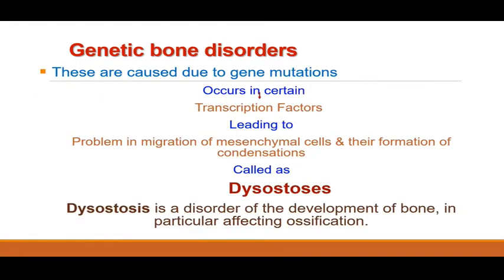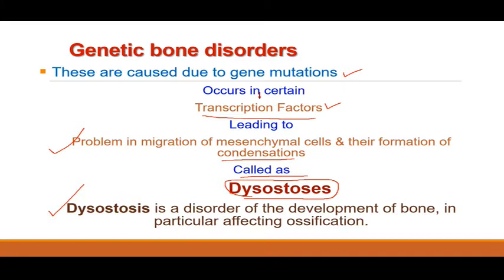So as the name indicates here, their cause is genetic. So bone disorders due to gene mutations in certain transcription factors leading to problems in the migration of mesenchymal cells and their formation of condensation are called dysostosis. So when a mutation occurs in certain transcription factors, it leads to problems in migration of mesenchymal cells and their formation of condensation, and dysostosis arises.